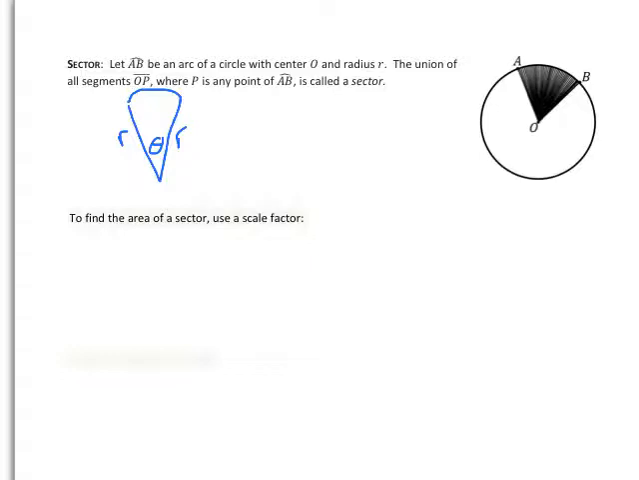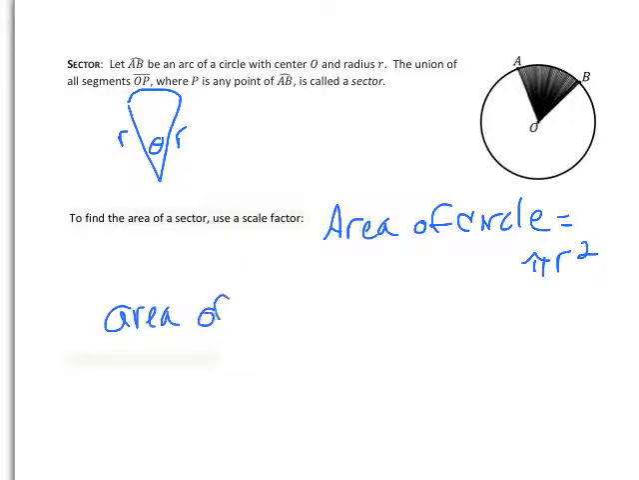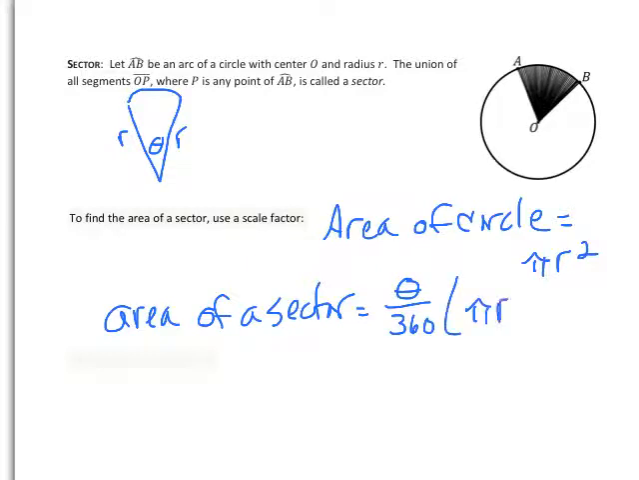Again, we can use the same scale factor, and this time we're going to apply the scale factor to the area of an entire circle. The area of a circle, we know, is pi r squared. So we can scale that answer with the central angle. So the area of a sector is just theta over 360 again, and we multiply that by pi r squared.